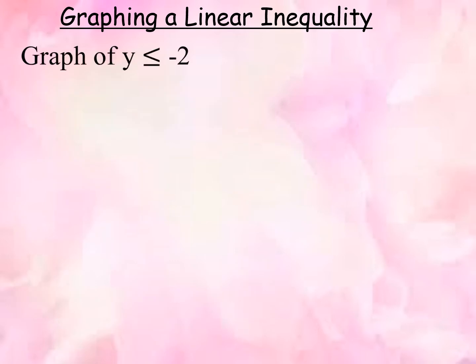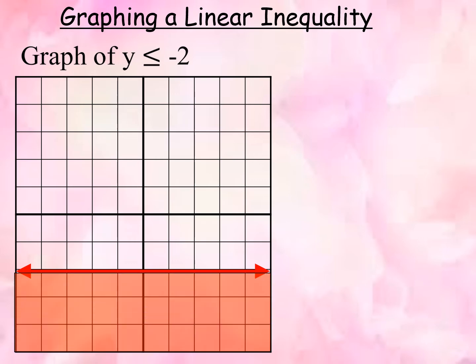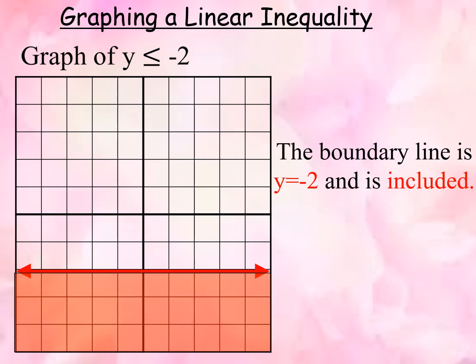Now let us have the graph of y is less than or equal to negative 2. The first step, let us locate y equals negative 2. Then we are going to draw a solid line because of the equal to. And the direction for this one is going down. The boundary line is y equals negative 2 and it is included because of the solid line and because of the equal to.